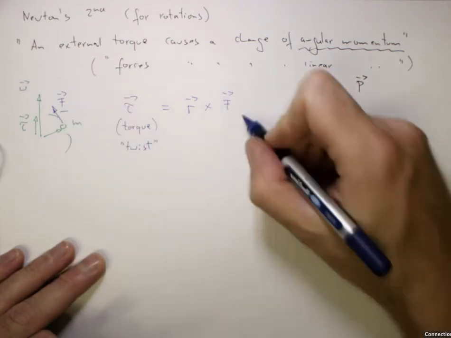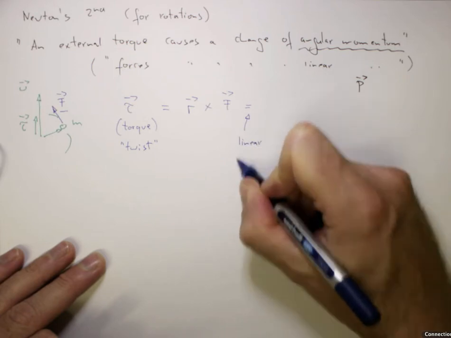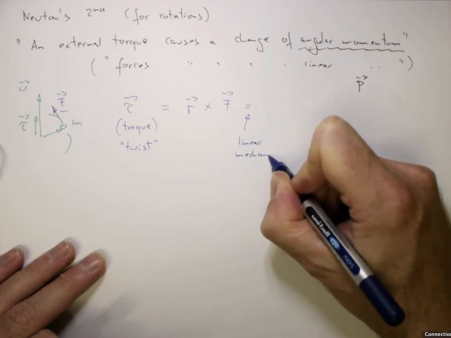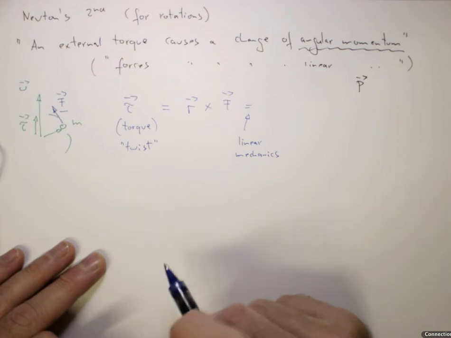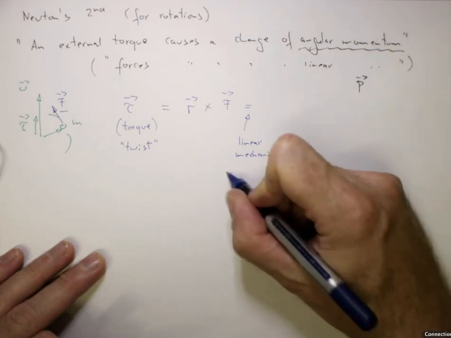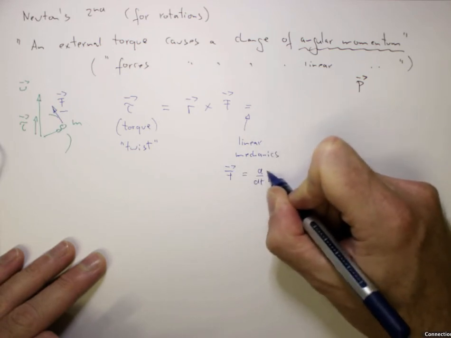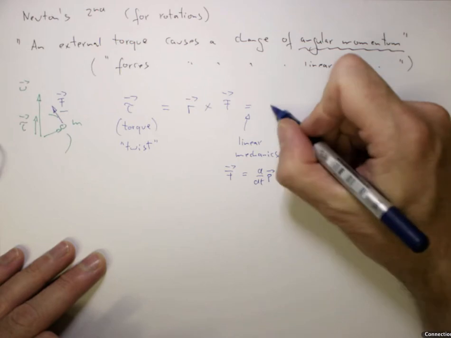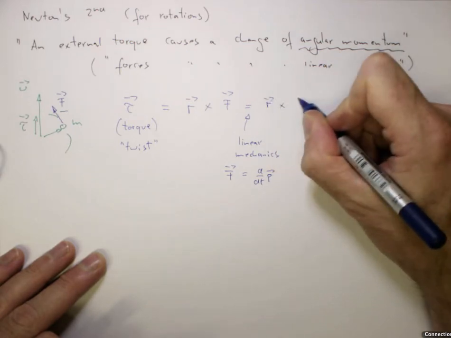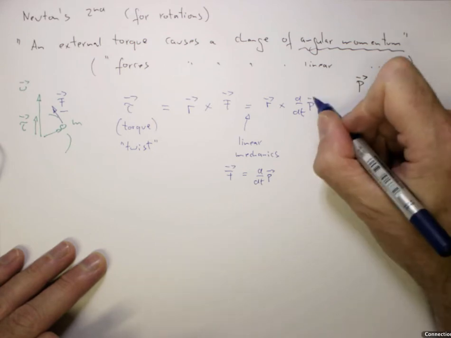Now, applying the concepts of linear mechanics, Newton's second law in its general form, which you're familiar with, which is force, external force is equal to momentum change. If we substitute with that, we get r cross momentum change, d on dt p.